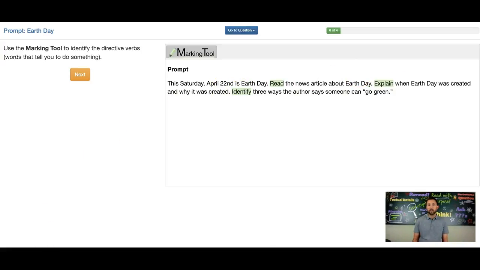Now, why do we care about these verbs? Well, these verbs will help us when we sit down to write our paper because this is what we are supposed to do. This will help us stay focused on the task and write about what we are being asked to write about. These verbs are very important for us to identify in a prompt.